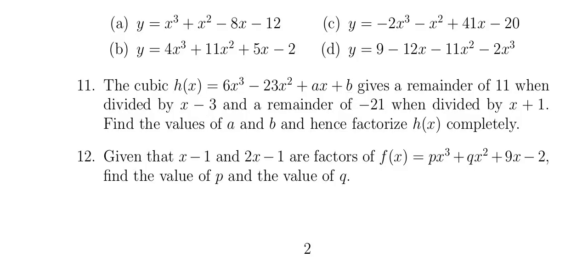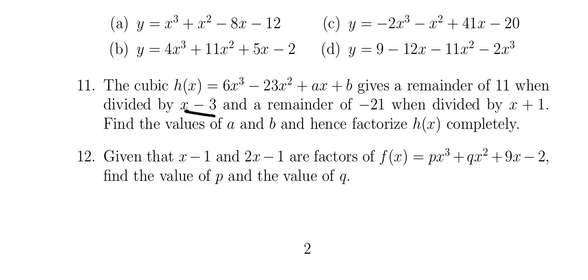And to begin with, we know what the remainder theorem suggests. The remainder theorem says like this first case. So let me just rewrite it. So h of x, so this is your number 11. So h of x is equal to 6x to the power 3.